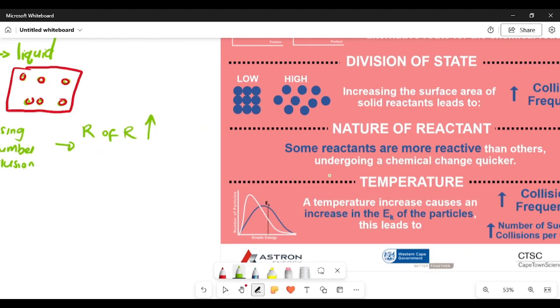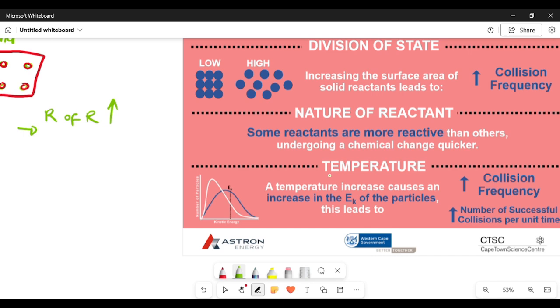Now, moving to the nature of reactants. With regards to nature of reactants, what you need to know is that some elements or compounds are more reactive than the others, right? So this simply means that they're going to react at a different speed than others, right? And this would be dependent on chemical properties. Now, let me make an example.